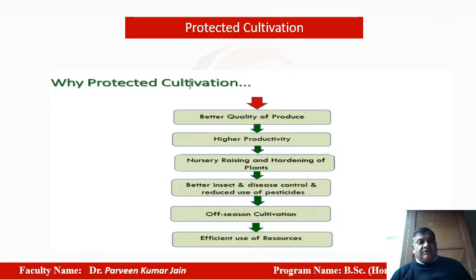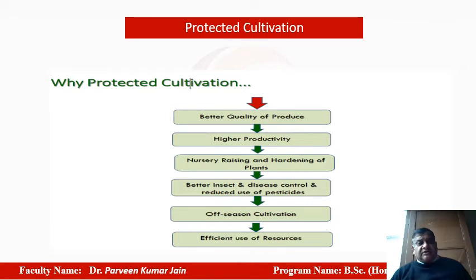There is better quality of produce, because these crops do not have any kind of stress, and they are not undergoing any drying or wetting or nutrient deficiencies. They are given everything in a precise manner, so the quality is better. Higher productivity, obviously, is there. It is used for raising and hardening of plants also, especially tissue culture plants.